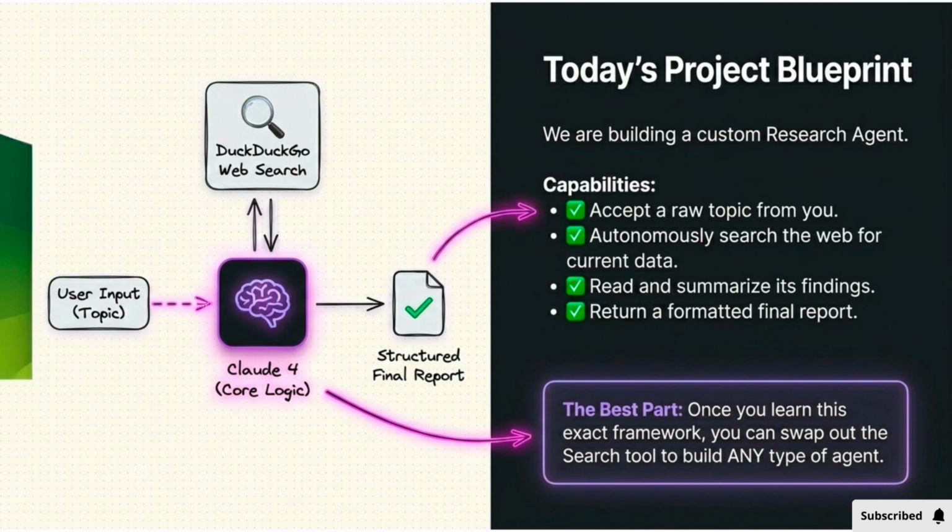Our project today is a custom research agent. Its capabilities include accepting a raw topic, autonomously searching the web, reading and summarizing findings, and returning a formatted final report. Once you learn this framework, you can swap out the search tool to build any type of agent.